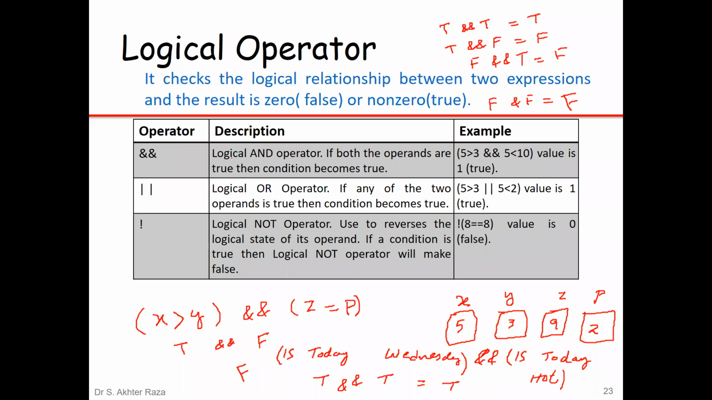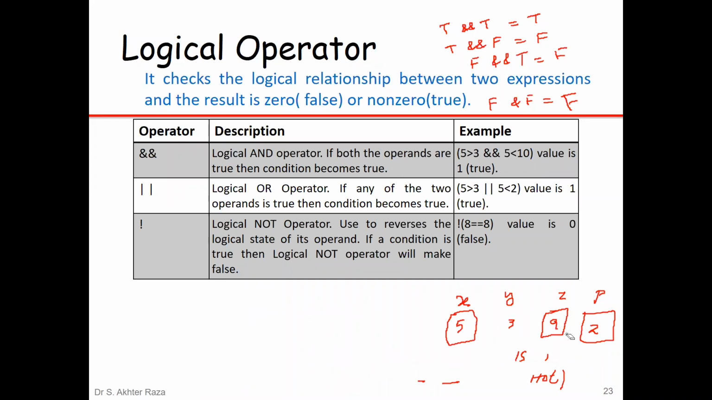So I have a truth table for both of these. This is the truth table of and, and now I am writing the truth table of or. What is the truth table of or? If any of the conditions is true, then the or is true. This is the truth table of or.